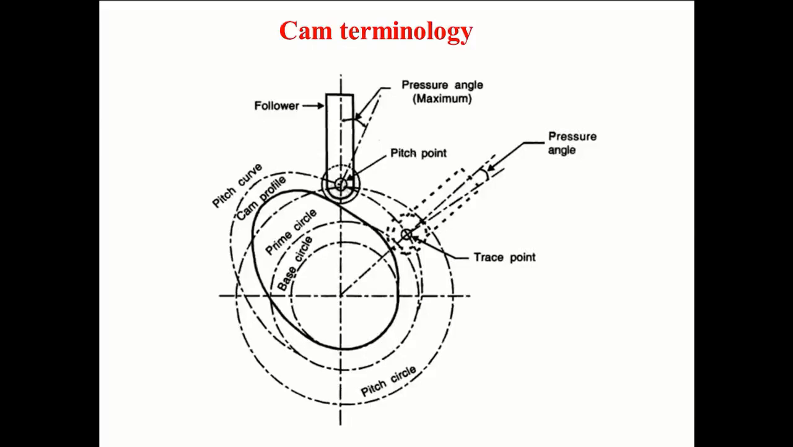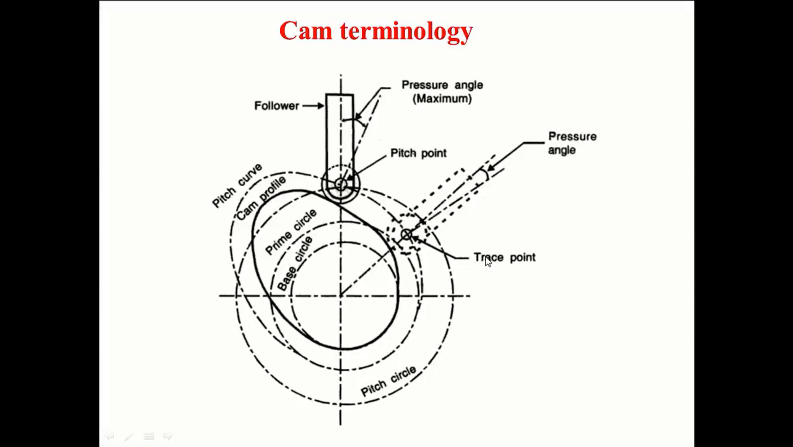Coming to the various terminologies used in cam, you can notice a thick continuous curve here which we call the cam profile. This is that surface of the cam which actually comes in contact with the follower. The minimum circle that can be drawn to this cam profile from the cam center, we call it the base circle. Base circle is the smallest circle that can be drawn to the cam profile from cam center.